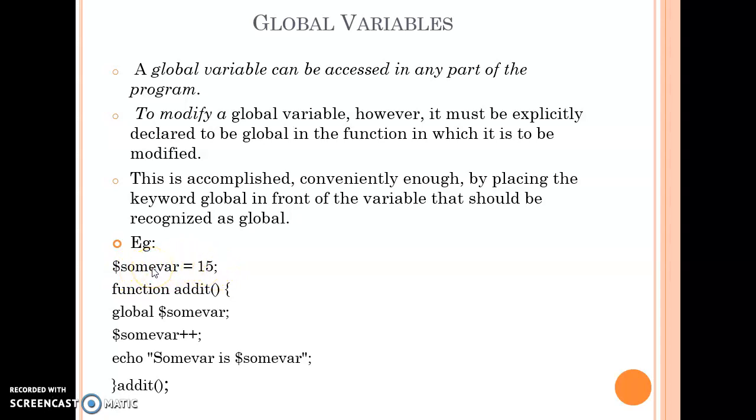It is a global variable. If you want to use this global variable within a function, use the global keyword. In function addit, global $somewhere, you can retrieve the global variable and increment it by 1. So $somewhere is 16, and the output of the value is 16. This is called global variable declaration.